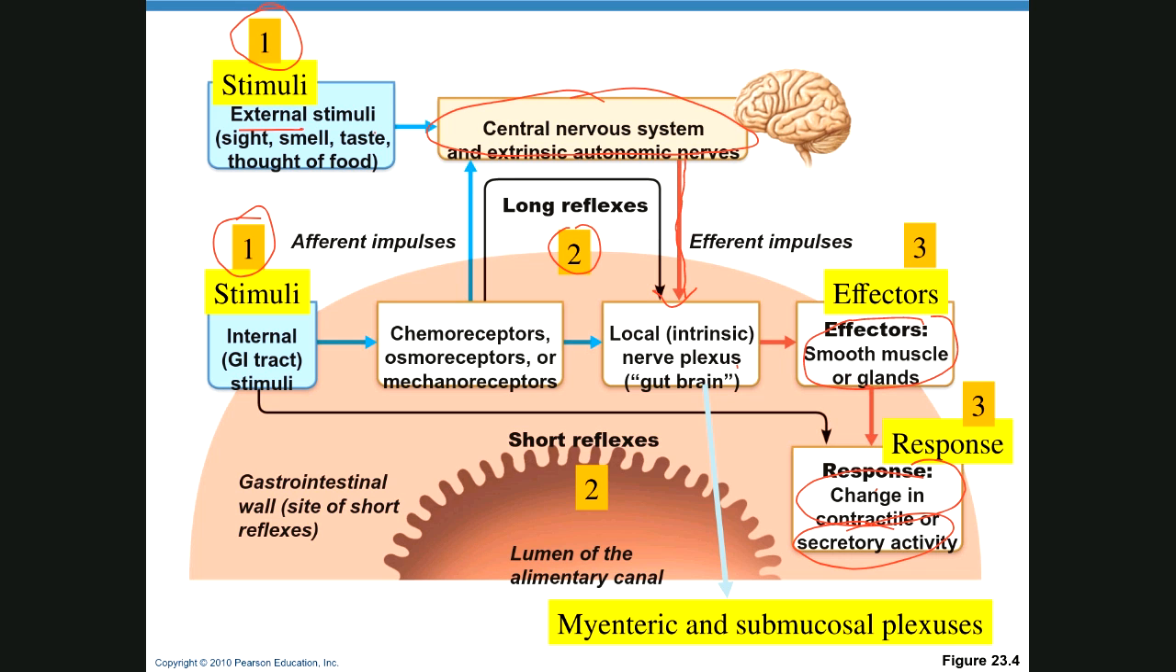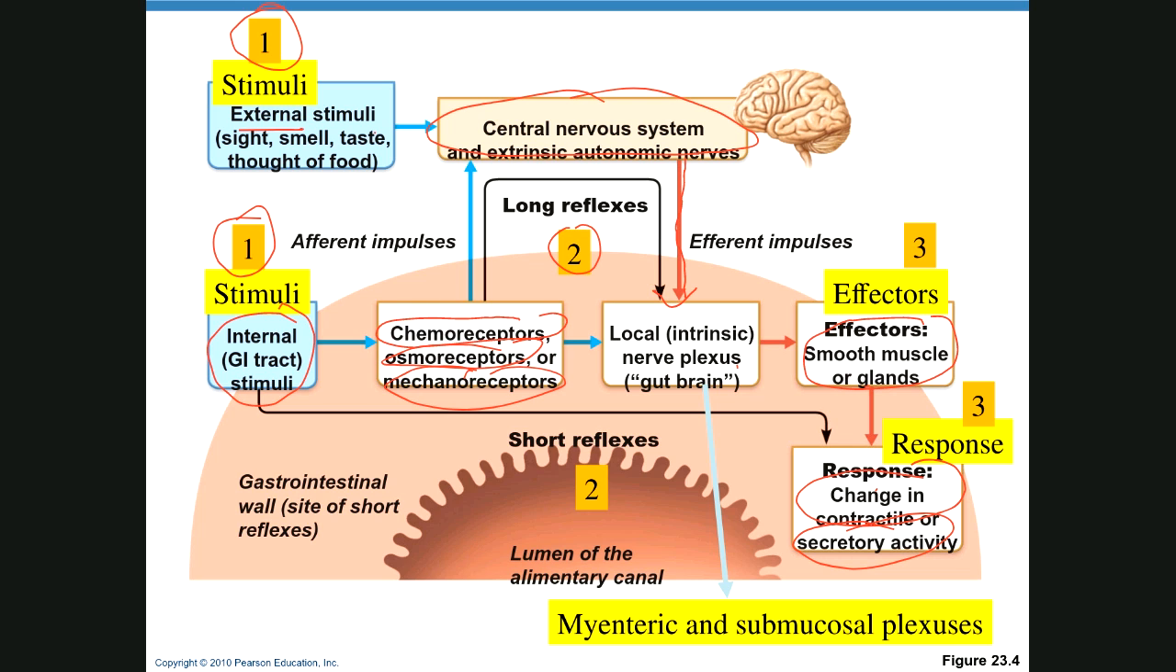The other stimulus will be an internal stimulus, interoreceptors, via chemoreceptors, osmoreceptors, mechanoreceptors. Chemoreceptors and osmoreceptors are going to detect the arrival of food and change in pH in the food, and the mechanoreceptors will detect change in the GI tract, in the stomach, for example. The arrival of food is going to buffer the acidity of the stomach. The pH is going to go up. Once food arrives, the organ stretches, and that's going to be detected by mechanoreceptors.